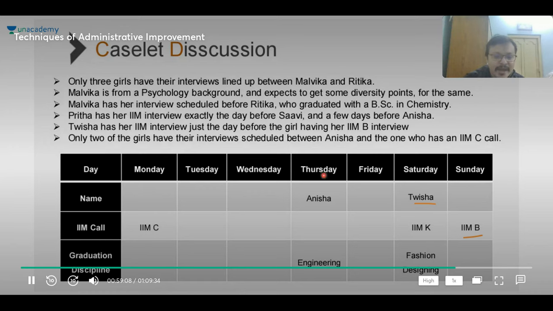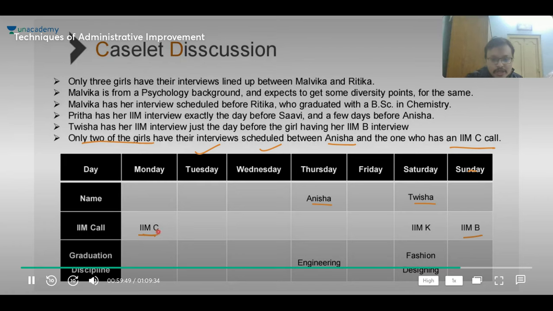The moment you mark IIM Bangalore on Sunday, it says only two of the girls have interviews scheduled between Anisha and the one with an IIM Calcutta call. So the IIM Calcutta call will be in such a manner that there are two girls in between. There is IIM Calcutta here, Anisha here. Remember, it cannot be on this side, because with a 2 day gap there is Sunday, which is already taken by IIM Bangalore. So the girl with the IIM Calcutta call must be on Monday.